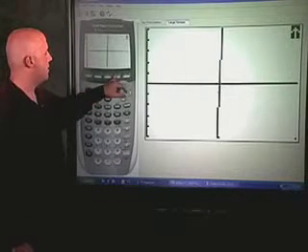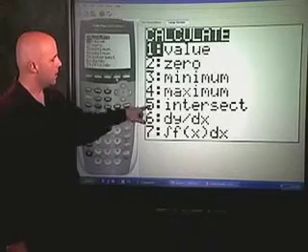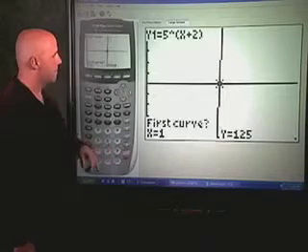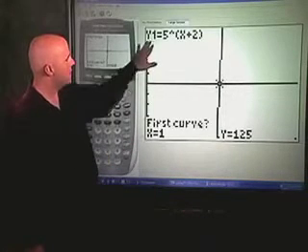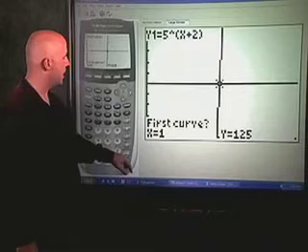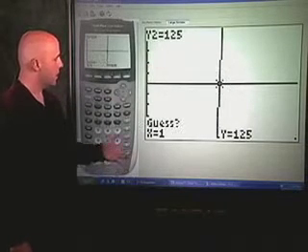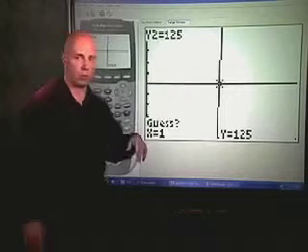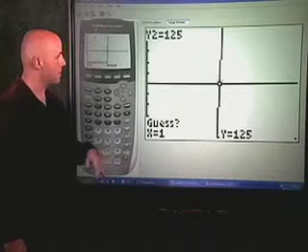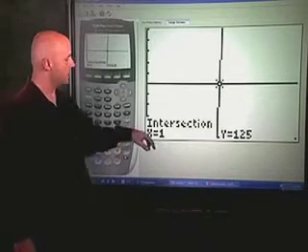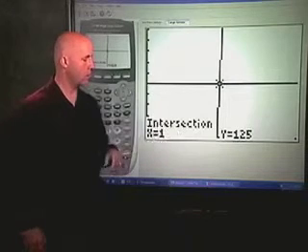So we're going to use our intersect command. Go to our calc menu. Pick option 5 for intersect. The first curve is on y1 already, so we'll hit enter. The second curve, we're on y2. Just hit enter. And our guess, looks like we're pretty close already, so we'll just hit enter. And we find that the intersection point is at 125.